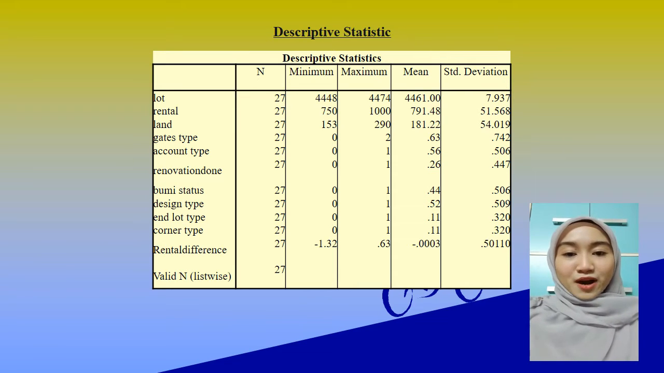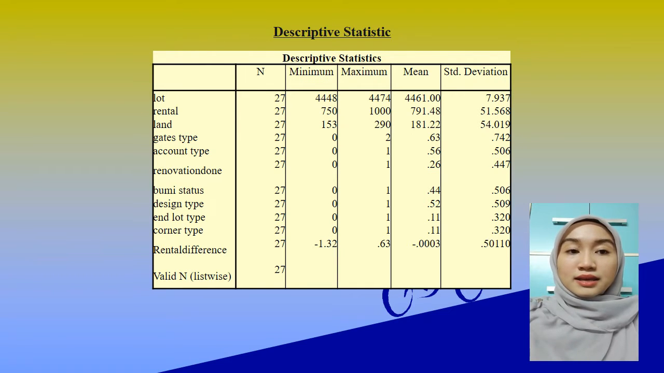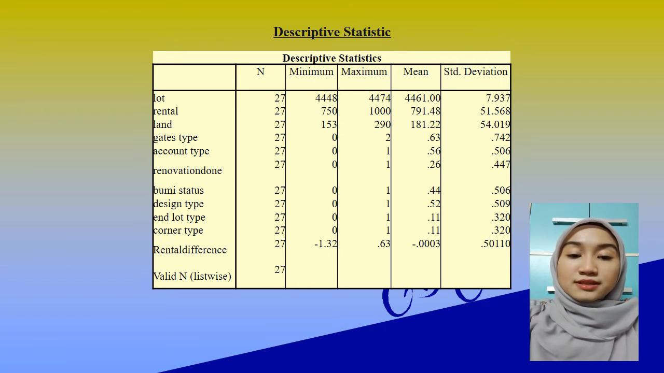According to the table above, it shows the overall result of data from the variables in the form of descriptive statistics. In descriptive statistics, the minimum number of data for the lot is 4,448, with the maximum number of data that is 4,474, while its mean is 4,461, and the standard deviation is 7.937, which is less predictable yet still increases the dispersion from the central tendency.